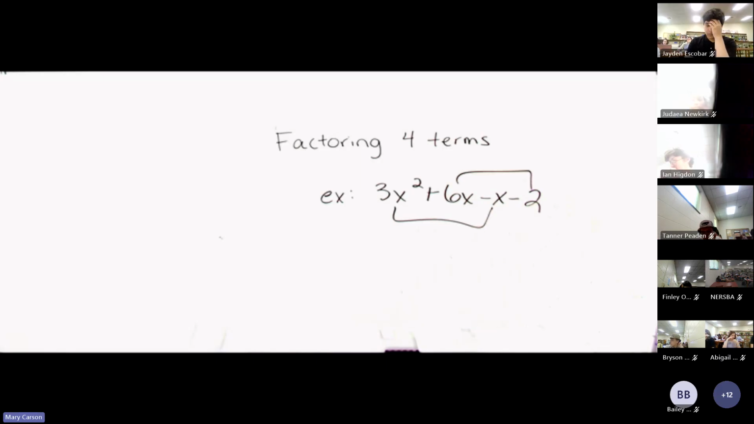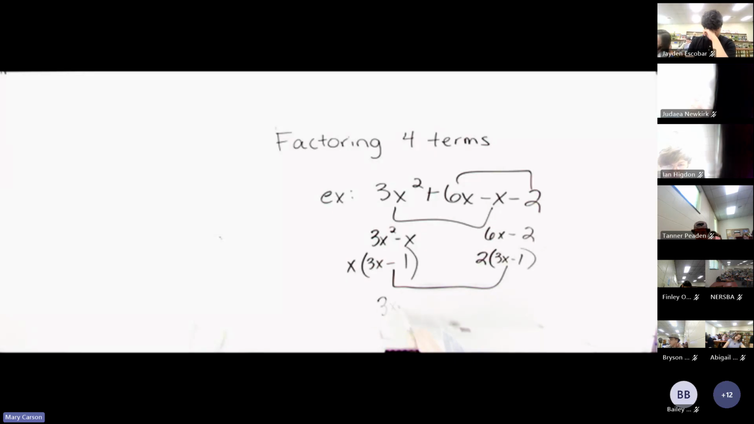Okay. So if I'm going to do 3x squared minus x and then 6x minus 2, what do these two have in common? They both have an x. And then I'm left with a 3x minus 1. What do both of these have in common? They have a 2, and I'm left with 3x minus 1. And then again, you pull down what they both have in common. So 3x minus 1 is one factor. And then what you have left over, which would be x plus 2, is the other factor.